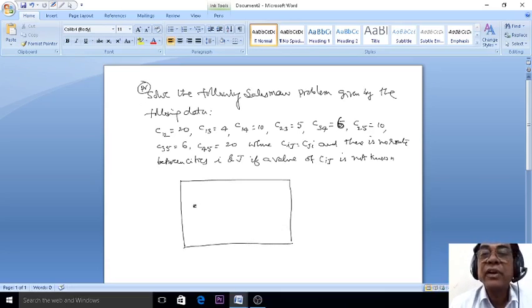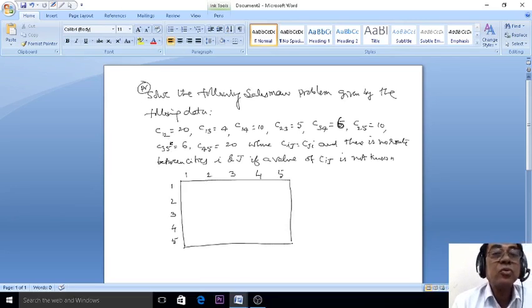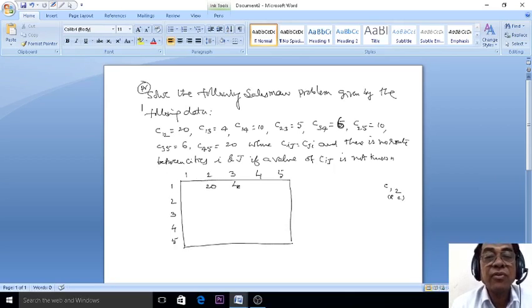Here it is up to 5, so 1, 2, 3, 4, 5 for rows and 1, 2, 3, 4, 5 for columns. See this one: 1 to 2 means it is infinity. Next, first row, second column: 20. First row, third column: 4. First row, fourth column: 10.